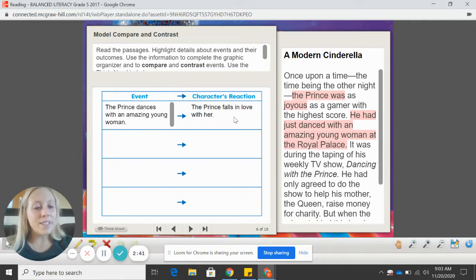So now, fifth grade, does it say that the prince falls in love with her right in here? No, it doesn't. We can infer from what is being written here that he's pretty much in love with her. Okay, the next part, another event and the character's reaction.